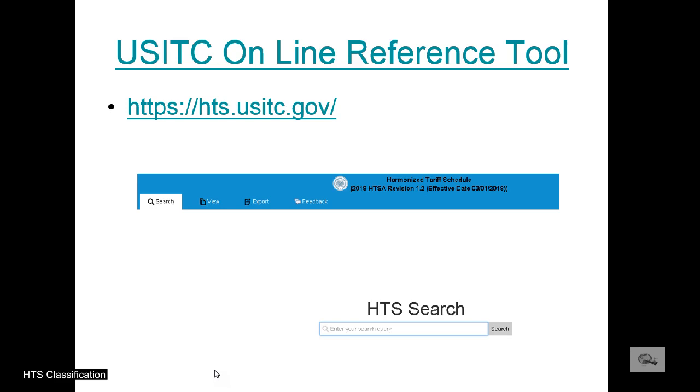The U.S. International Trade Commission also has an online reference tool. Inputting a keyword or phrase will reveal associated classification possibilities. The downside is that this often reveals too many choices to narrow down.